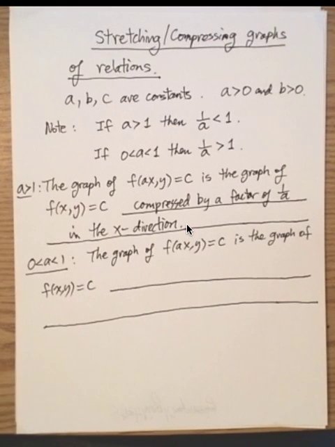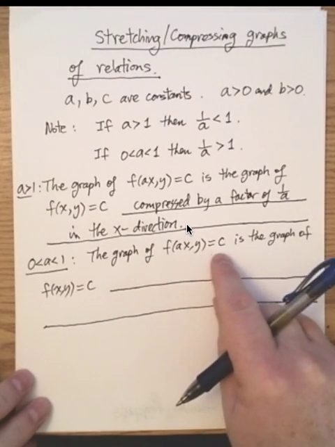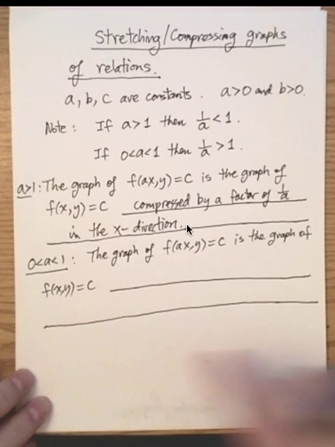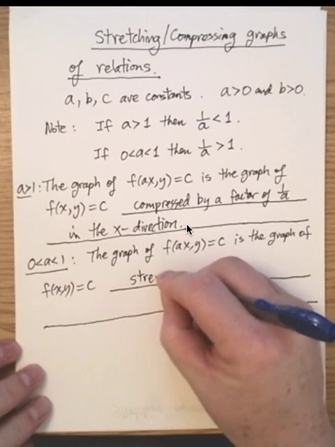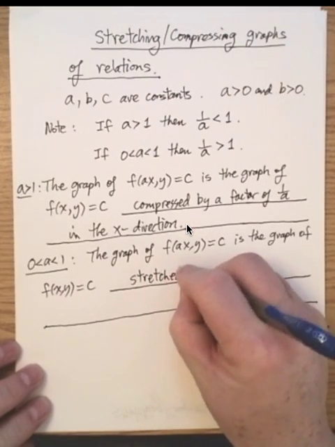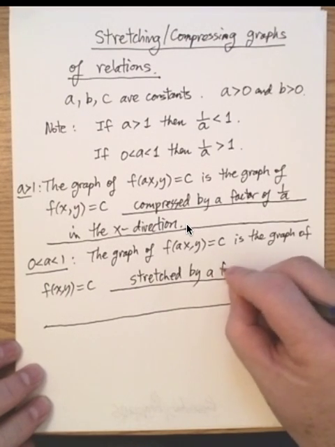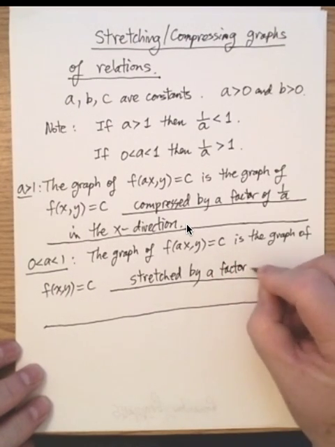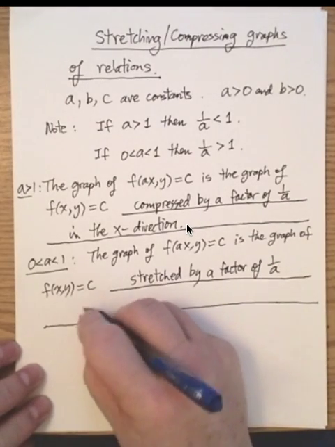Anyway, now let's assume that A is between 0 and 1. The graph of f of ax comma y equals c is the graph of the original function, f of x, y equals c, stretched by a factor of 1 over a, again the reciprocal, in the x direction.